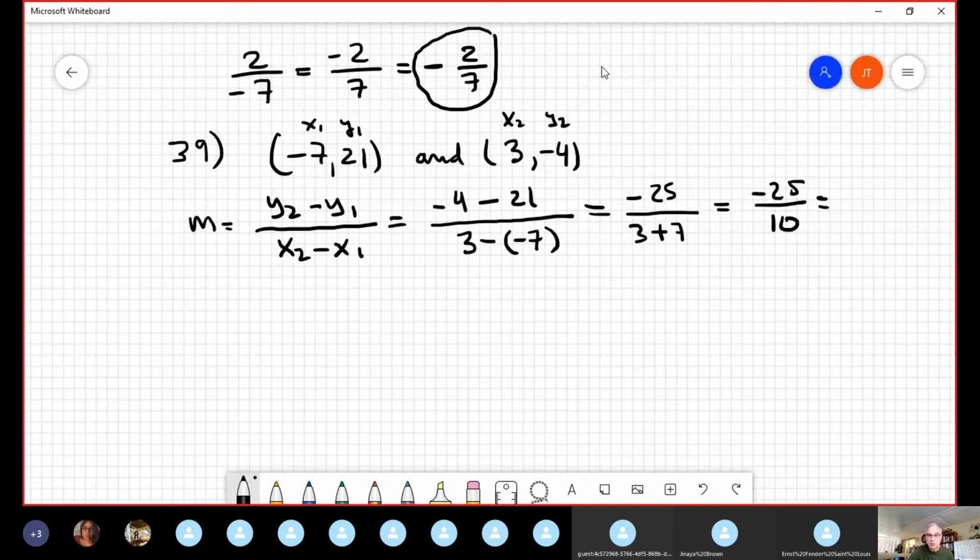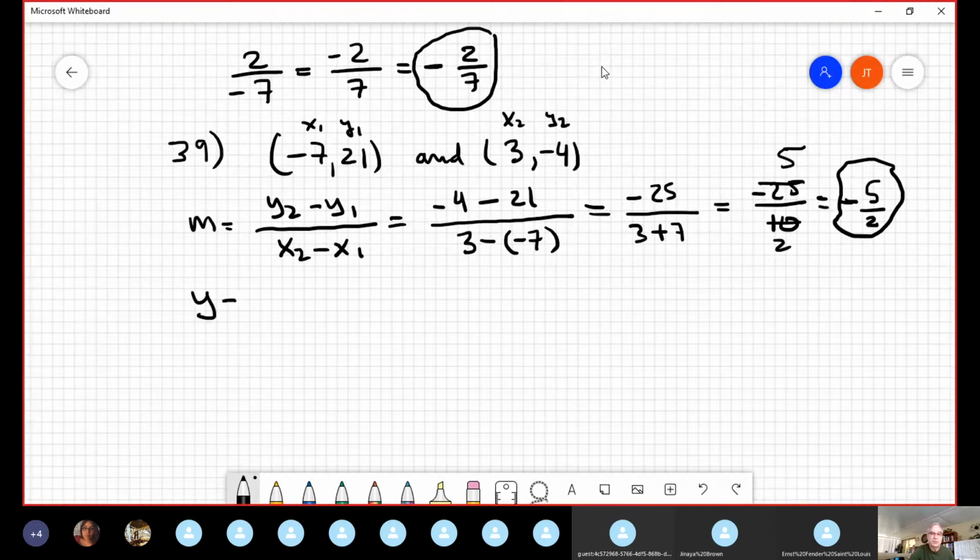And leave it like that? No, you have to reduce to lowest terms. You divide both top and bottom by 5. 25 divided by 5 is 5. And 10 divided by 5 is 2. So the answer is minus 5 over 2. This is our slope. Minus 5 over 2.